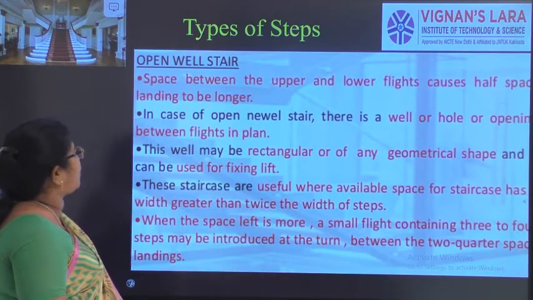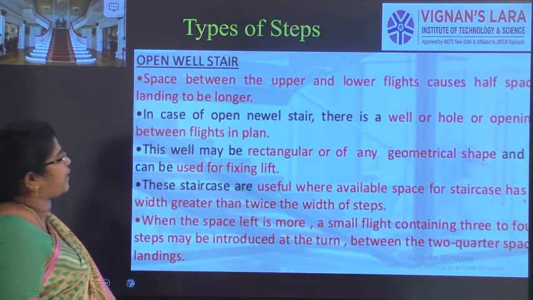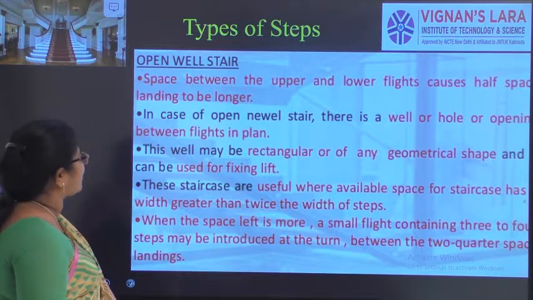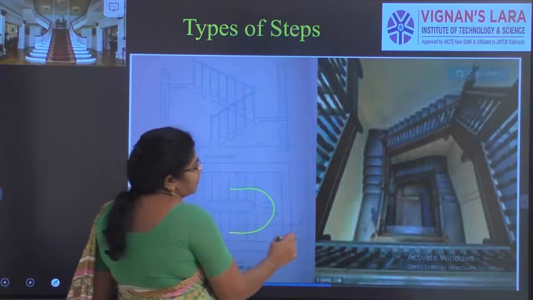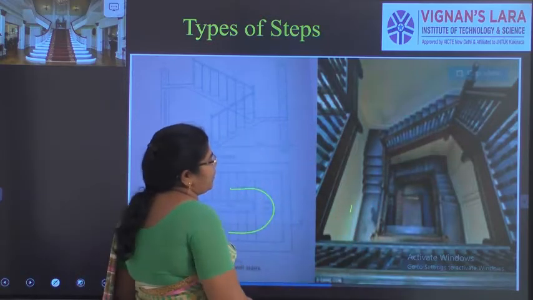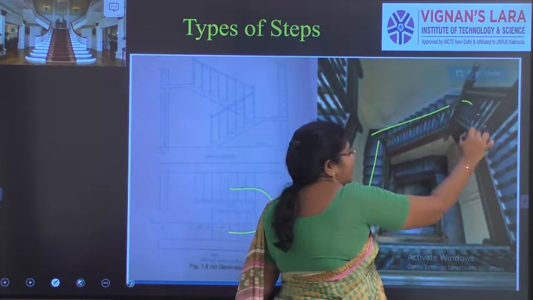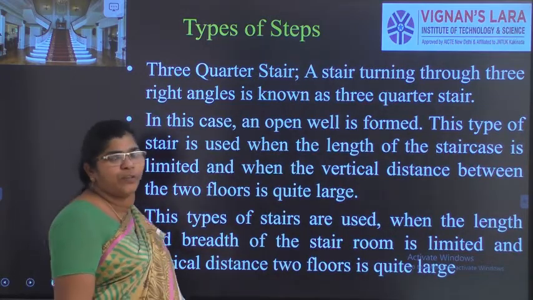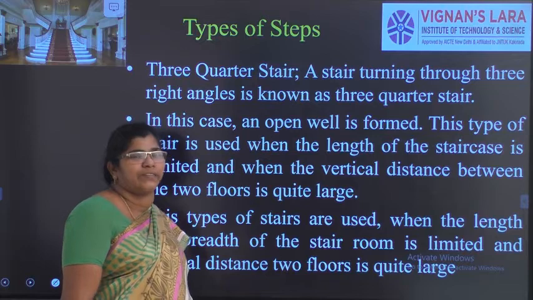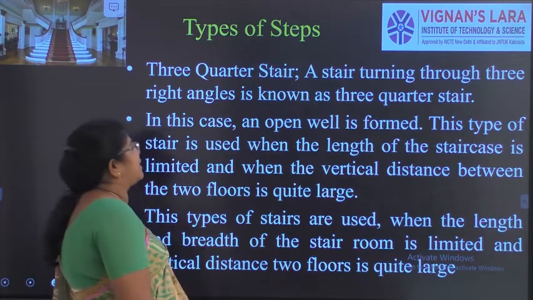What is an open newel staircase? It is the space between the upper and lower flights, with a half space landing. So you can see here. This we call an open newel. Mostly it will have a landing, then again it will go like this. We call it the open newel staircase. The open newel staircase and the dog leg staircase, we call them the half turn staircase.